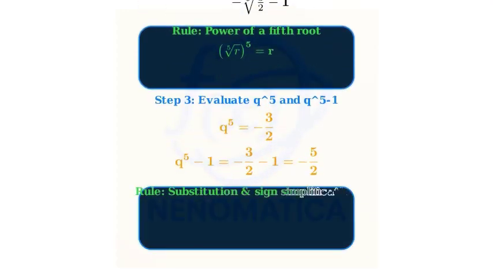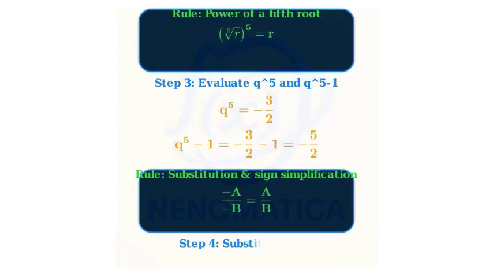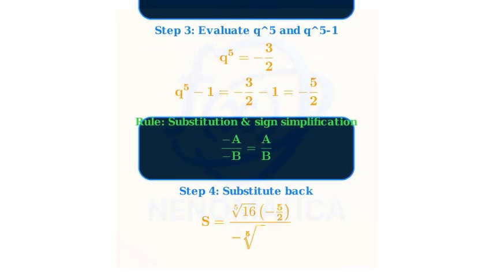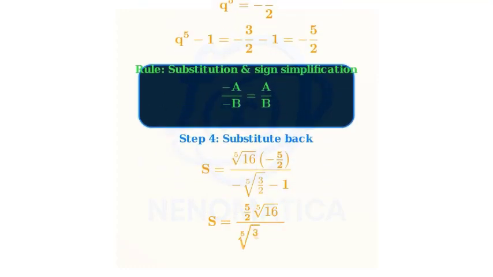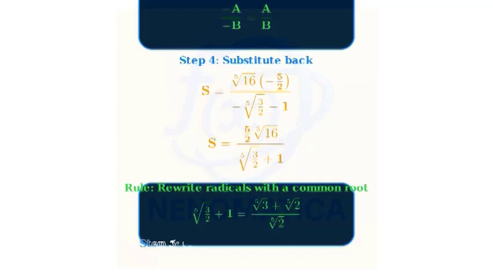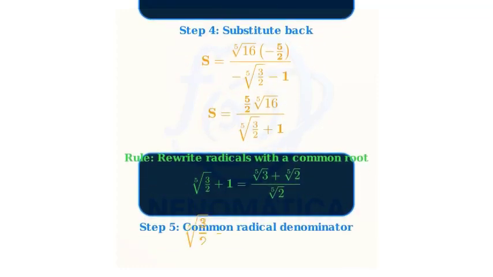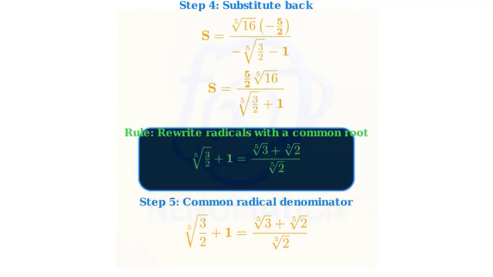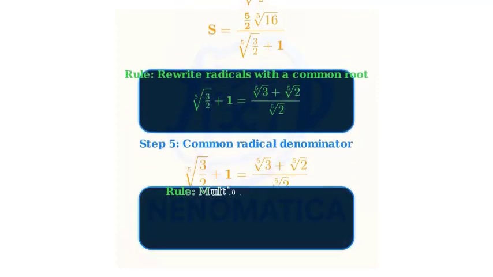Step 4. Substitute negative 5 over 2 into the s expression and simplify the signs by multiplying top and bottom by negative 1. Step 5. Rewrite the denominator as a single fraction with fifth roots of 2 and 3. Fifth root of 3 over 2 plus 1 equals fifth root of 3 plus fifth root of 2, all over fifth root of 2.